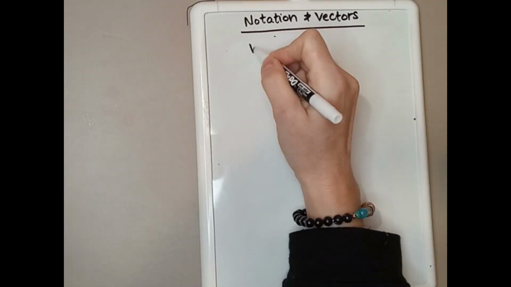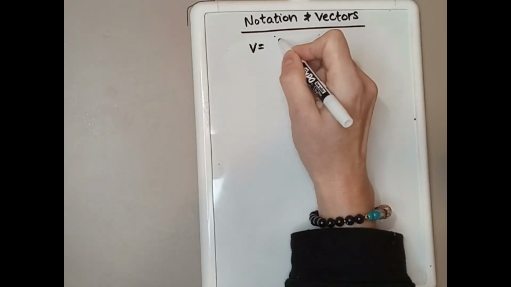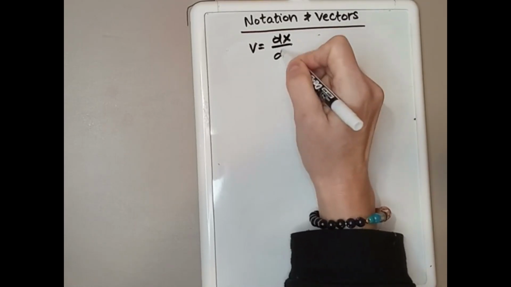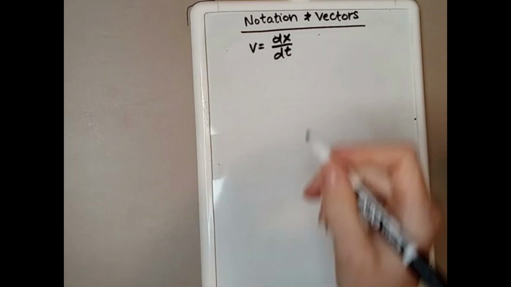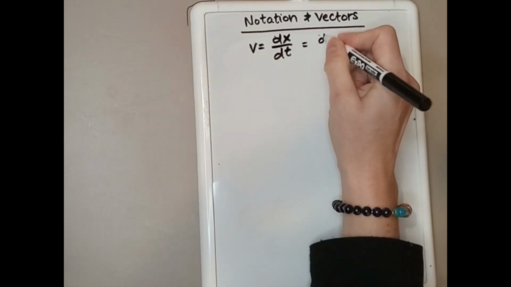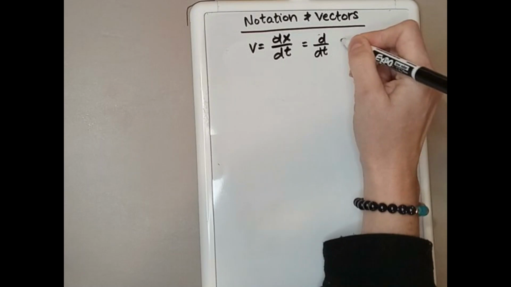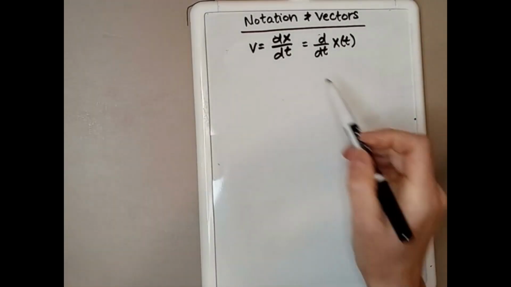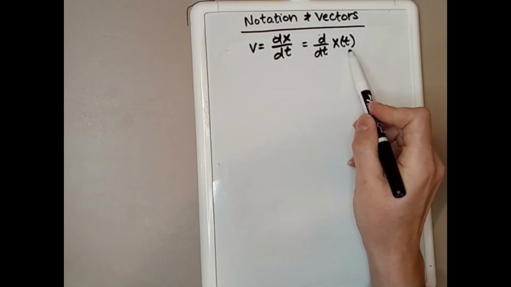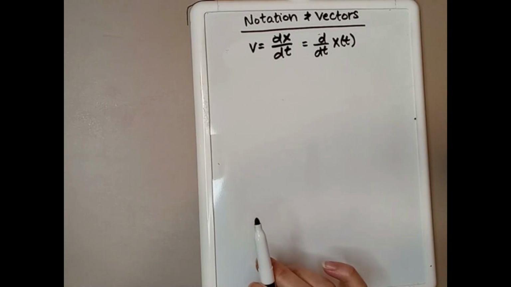So we've got our velocity is equal to dx dt is how I'm going to say that. So what that is, it looks like a fraction, dx divided by dt. I'm going to say it as just dx dt. And probably the more correct way to write this is to put our d over dt out front and then put x of t. That's our function. So this lets us know for sure that x is a function of t and we're taking a derivative with respect to t, our independent variable.